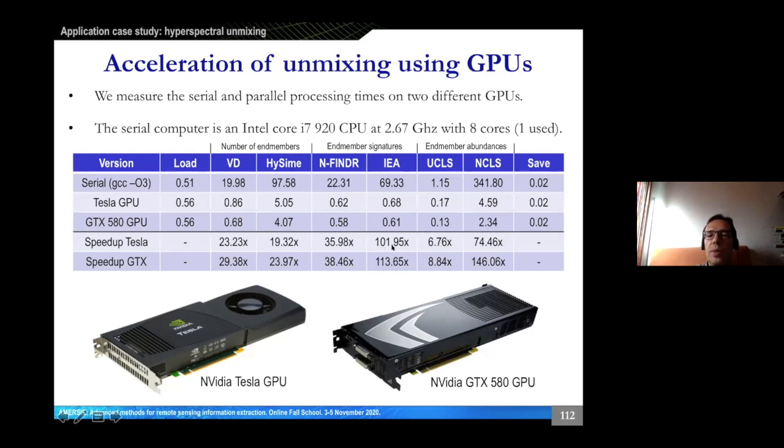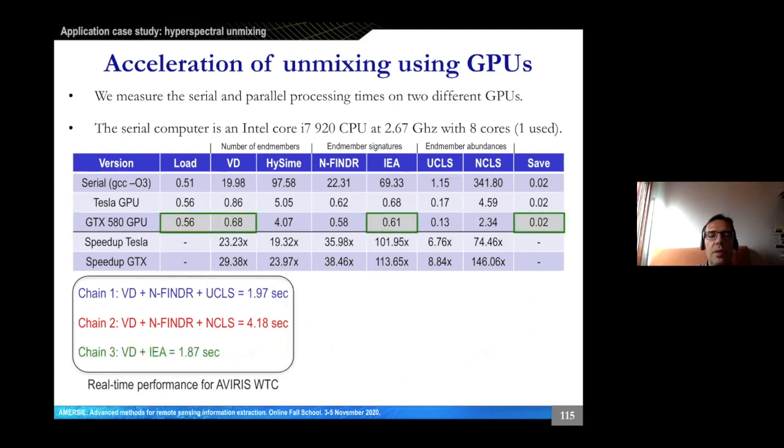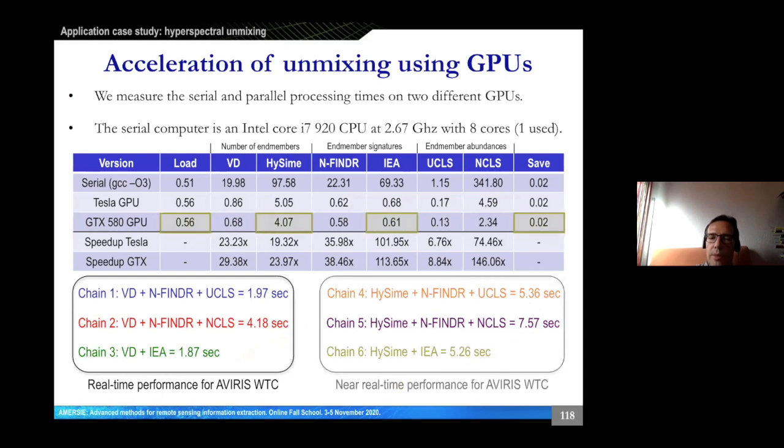You can see that the speedups depend on the algorithm, but we can find chains that are performing in real time. For example, these 3 chains are below 5 seconds. So that means we can perform the full unmixing analysis, estimate the endmembers and the abundance maps in real time. For some other chains, we have almost real-time performance. That means we are not below 5 seconds, but we are close.